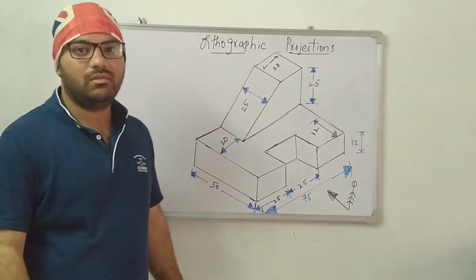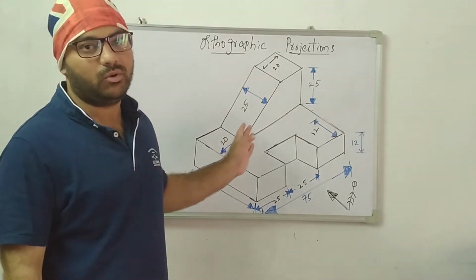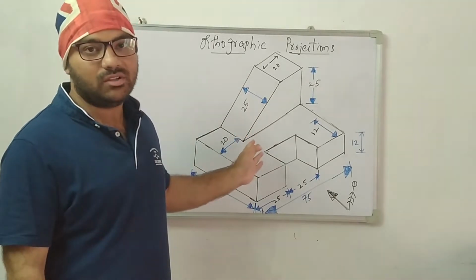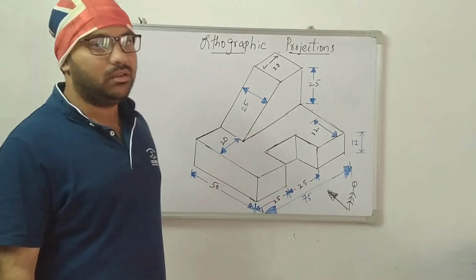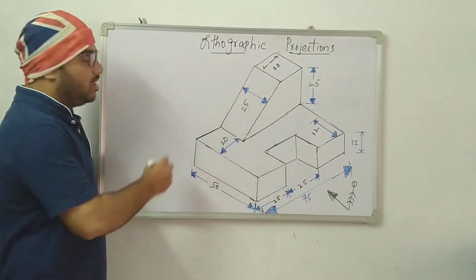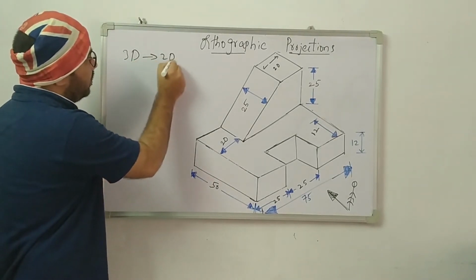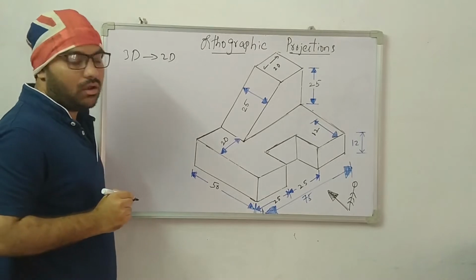Good morning students. Today we will discuss a problem on orthographic projections. Here the main intention is converting a three-dimensional object into a two-dimensional form. In two-dimensional form we have three views.